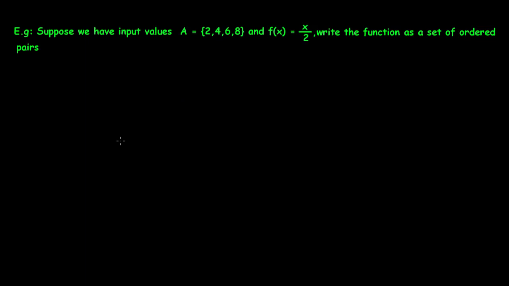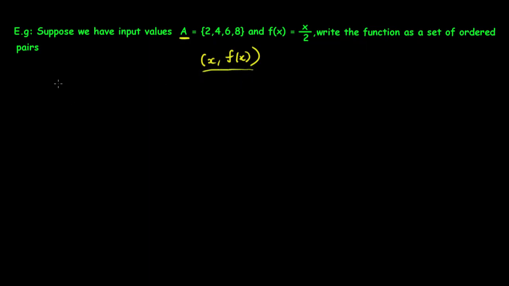Alright, so the first example says, suppose we have input values a is equal to 2, 4, 6, 8. So a is our domain and f of x is equal to x over 2. Write the function as a set of ordered pairs. So basically we want to write it in the form x comma f of x.